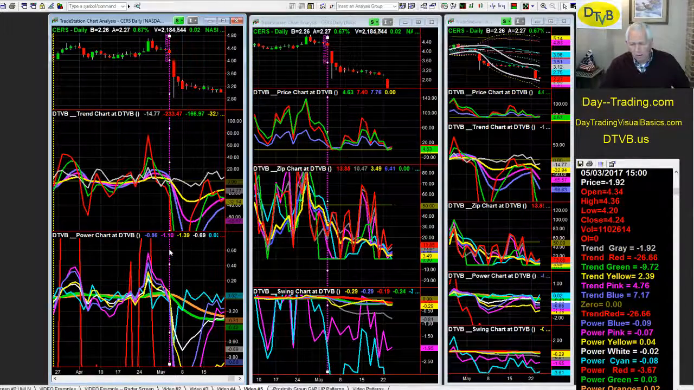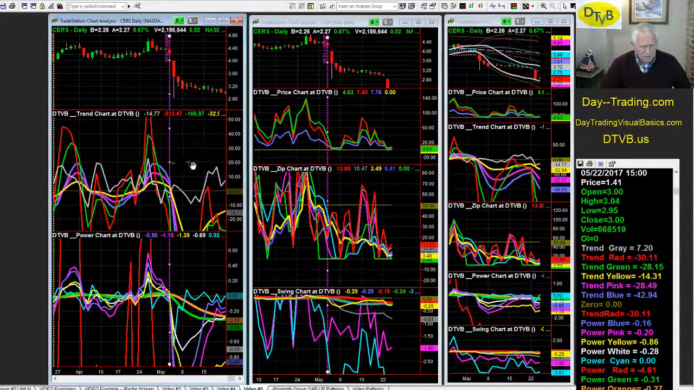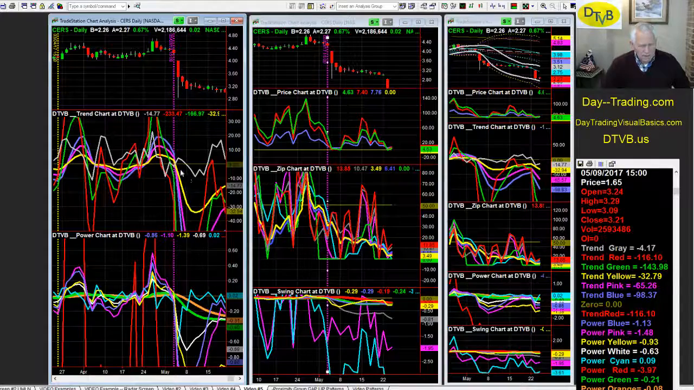Again, the power orange and the power green are 0.01 apart, and green in this case is above orange. But the key element is right here. Trend red and green and gray are all down and under green, under the trio, blue, pink, and yellow. They're also all under 0.